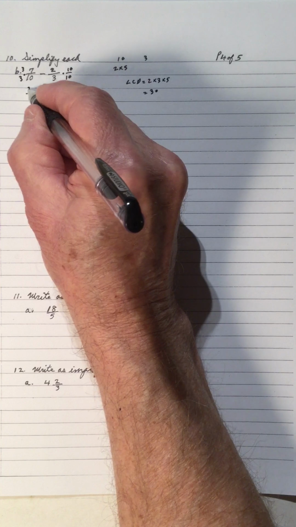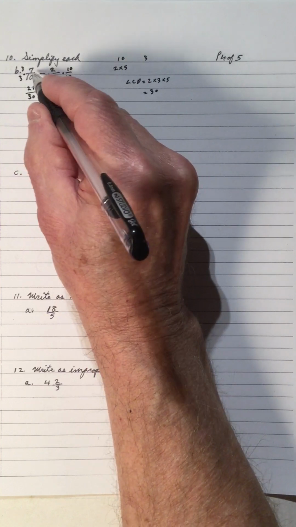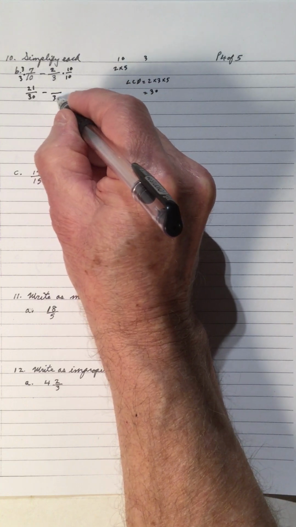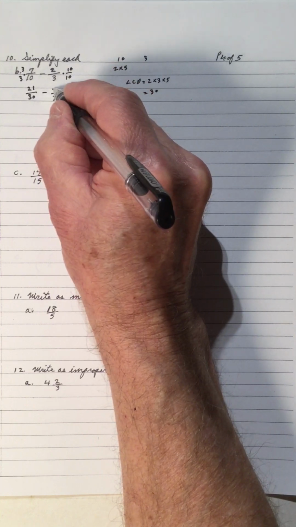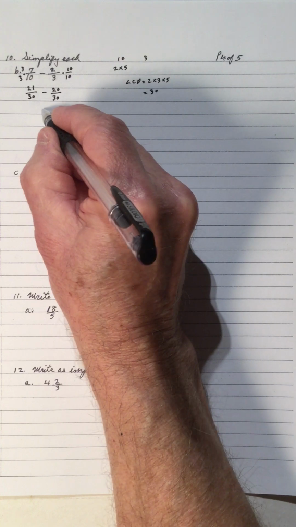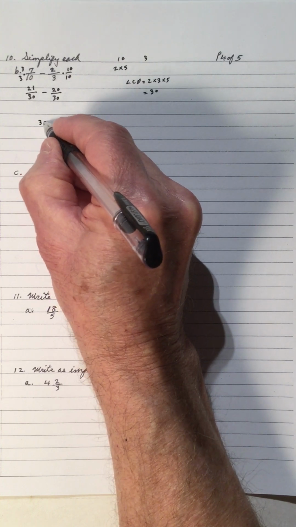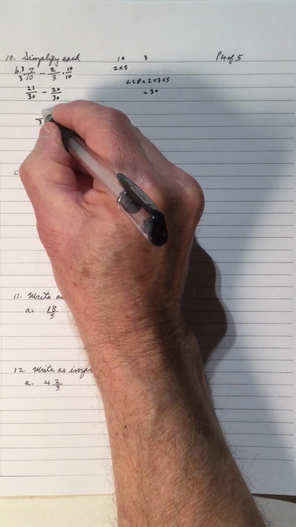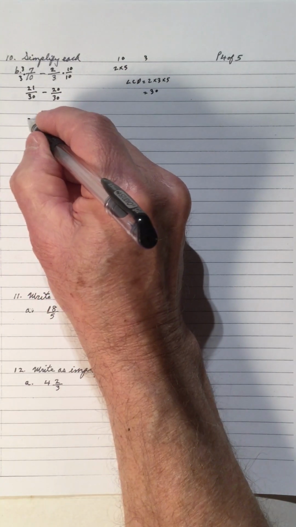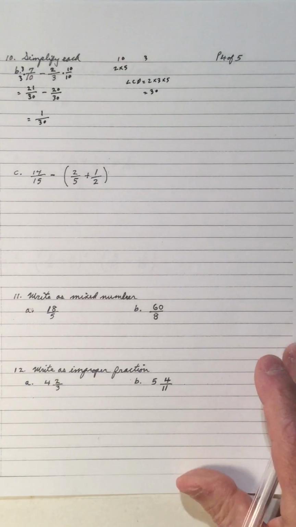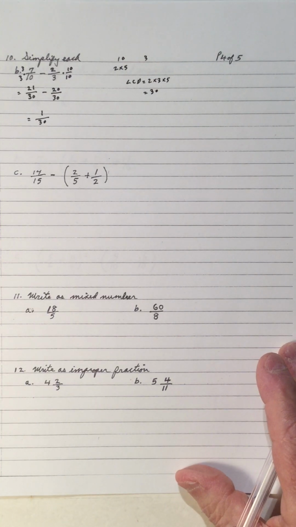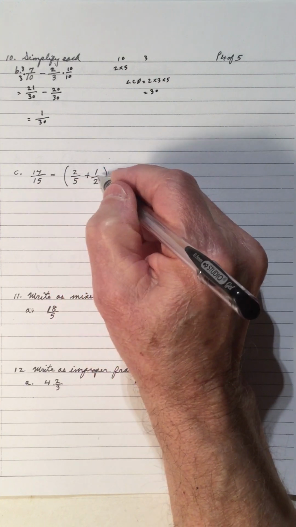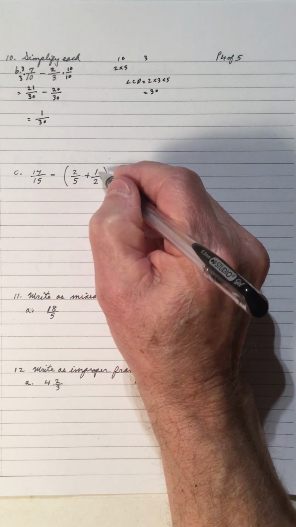And 3 sevens are 21. So 21 over 30 is the same as 7 over 10. 3 times 10 is 30. 2 times 10 is 20. And we're subtracting, same denominator. 21 subtract 20 is 1. So that's the correct answer. And C, we have a 14 over 15, subtract what's in this bracket, 2/5 plus a half.